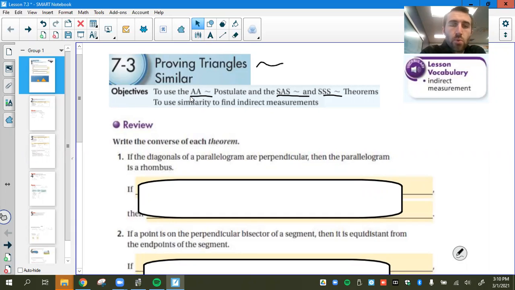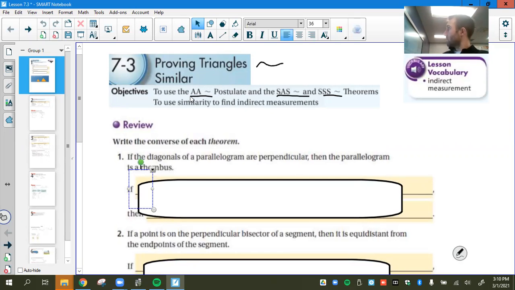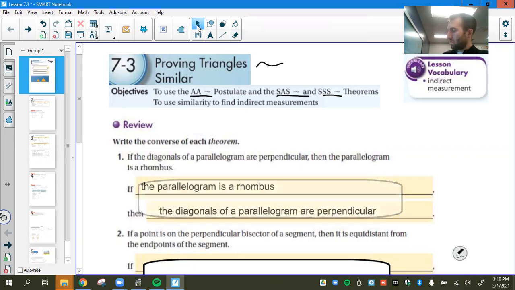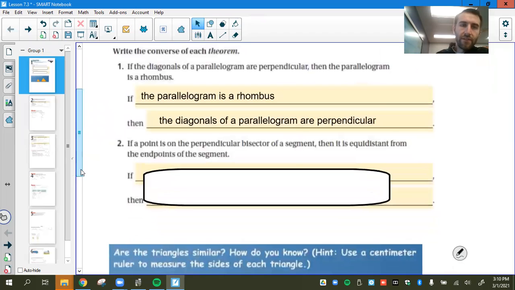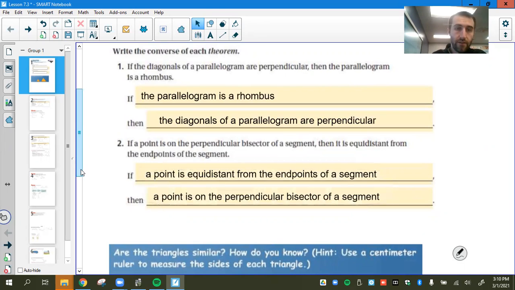All right, so let's just warm up a little bit. Write the converse of each theorem. If the diagonals of a parallelogram are perpendicular, then the parallelogram is a rhombus. So converse, if the parallelogram is a rhombus, then the diagonals of a parallelogram are perpendicular. What about if a point is on the perpendicular bisector of a segment, then it is equidistant from the endpoints of the segment? Well, if a point is equidistant from the endpoints of a segment, then the point is on the perpendicular bisector of the segment.